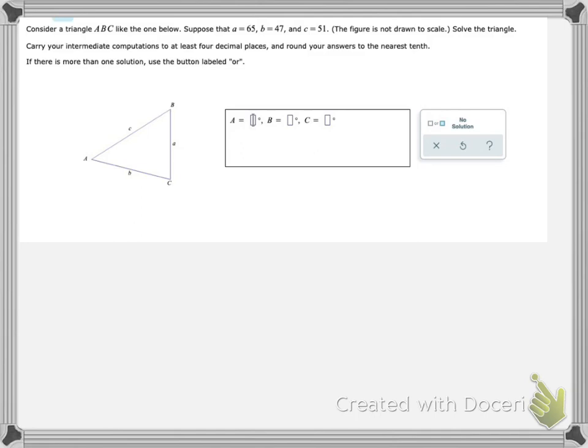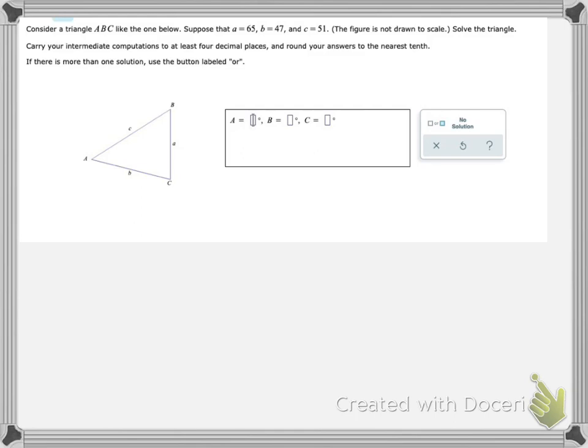I am going to do a video on how to use law of cosines to find the angle measurements in this triangle. Now the reason that we have to use law of cosines in this example instead of law of sines is because we are only given the sides of the triangle. We're not given any angle measurements.